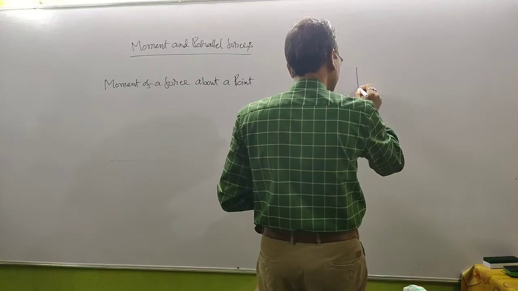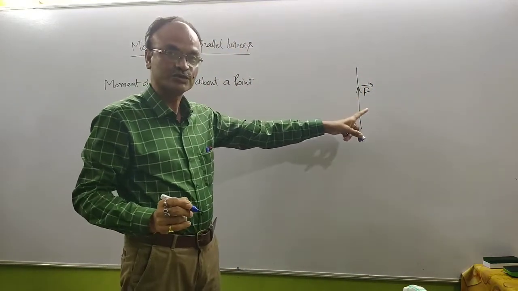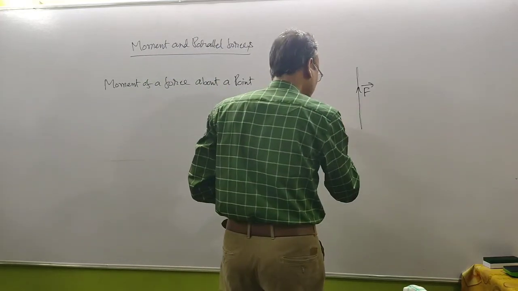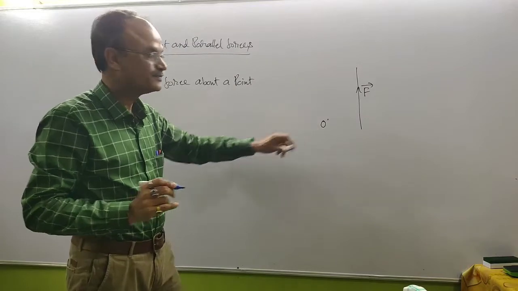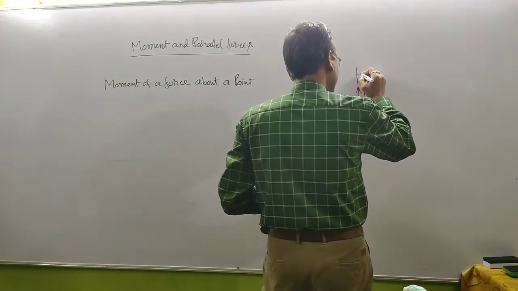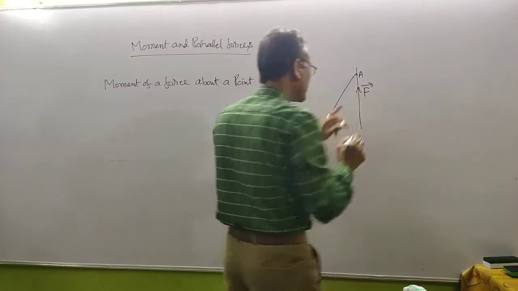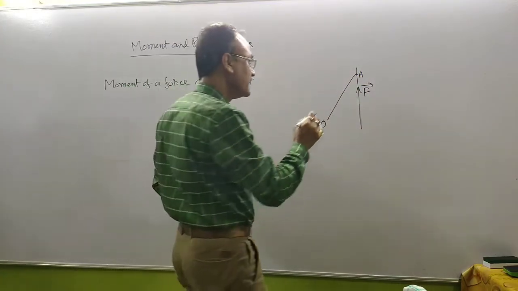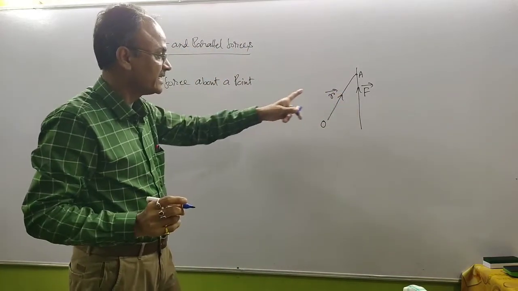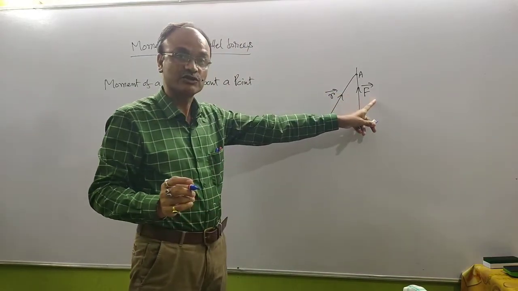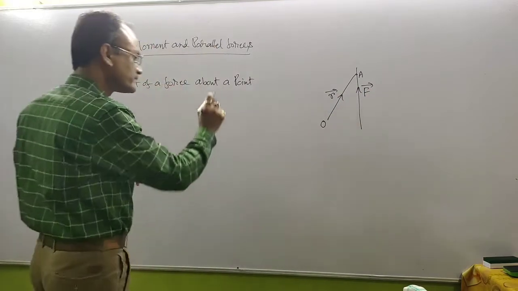Suppose F vector is a force. We have to find the moment of the force about a point O. Suppose A is any point in the line of action of the force F. Suppose OA vector is R vector. Then R vector cross F vector is called the moment of the force F about the point O.